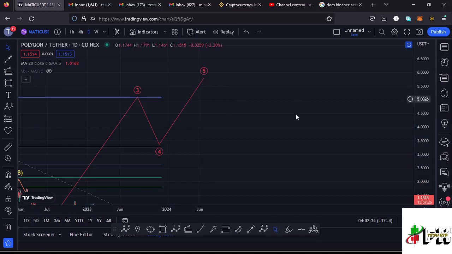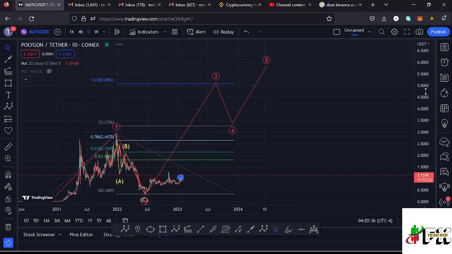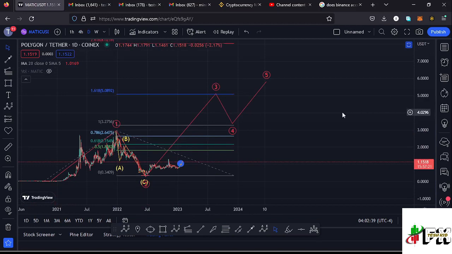So that is what I'm expecting on the short term and also on the long term scenarios, and let's be patient and see how that plays out, and I'll keep you updated.